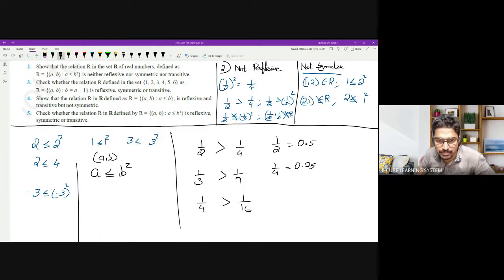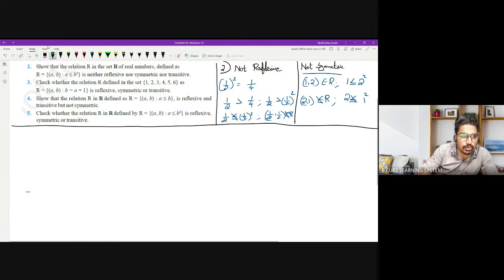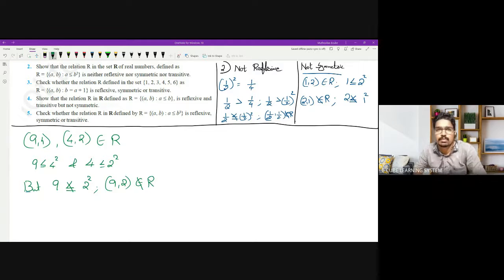Anyone got the example? Anyone for transitive? Joel. 9, 4 and 4, 2. Correct one. 9, 4 and 4, 2 will belong to our relation because 9 is less than or equal to 4 square and 4 is less than or equal to 2 square. But 9 is not less than or equal to 2 square. 9, 2 will not belong to our relation. So we have 9, 4 and 4, 2, but 9, 2 will not belong.